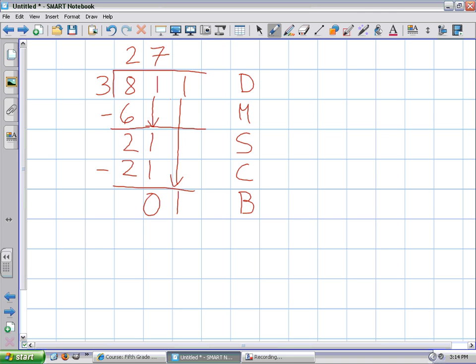Now 3 still does not go into 1, so we have to put a 0 up in the quotient. Now that we are finished with the whole numbers, we're going to put a decimal point in the quotient. We're going to bring down a 0, and now we have 10. And 3 will go into 10 3 times. We're going to subtract that 9.